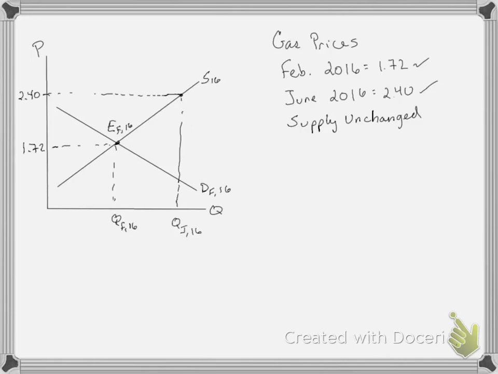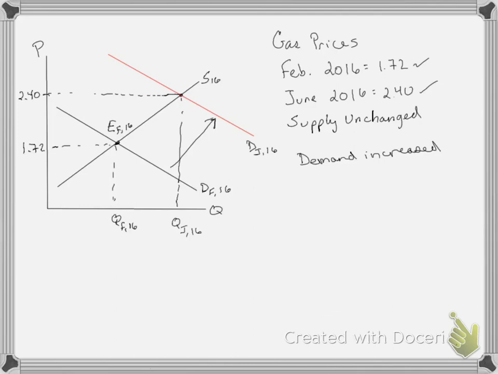So in order for that to be our equilibrium point, it must mean that we've got a new demand curve. Where is that new demand curve? Well, the way that I've drawn this, it's not necessarily to scale, but the demand curve has to go through that point on supply at $2.40. So our demand in June 2016 is right there. We would say that our demand for gasoline increased between February and June. The only way that we could have prices go up between February and June and have supply not change is if demand increased.